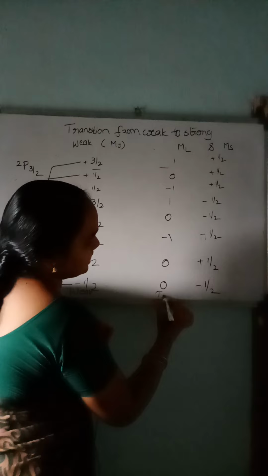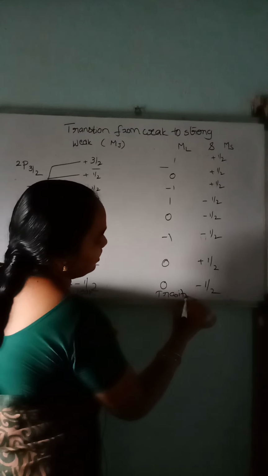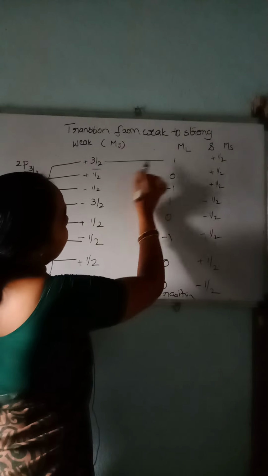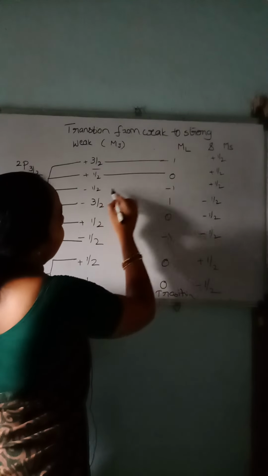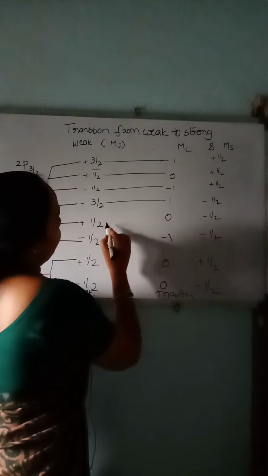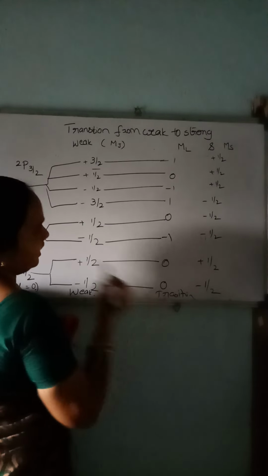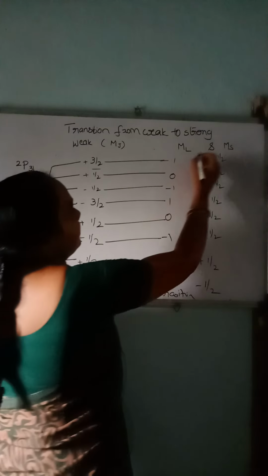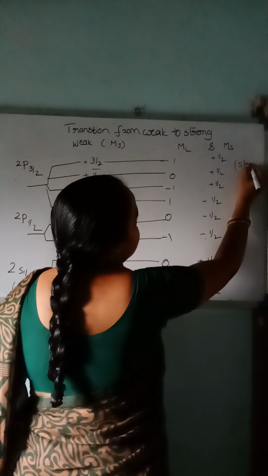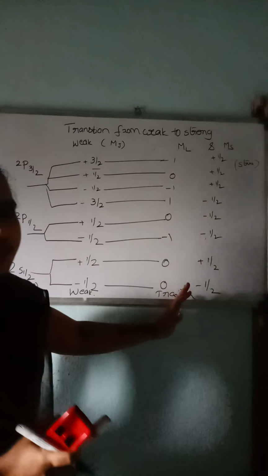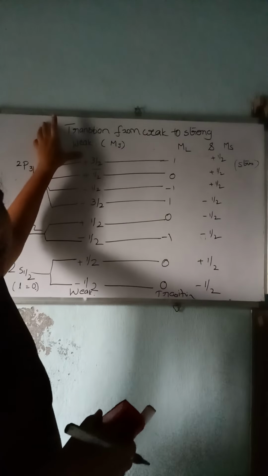During this transition from weak to strong magnetic field, we will consider the values of Ml and Ms. So this is in presence of strong magnetic field. So this is the transition from weak magnetic field to strong magnetic field, which is a short answer question in Zeeman effect.